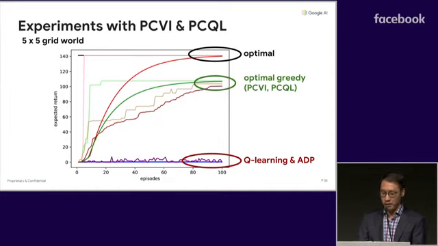This is as expected. Just below that, we see PCVI and PCQL. With linear function approximation, we can't expect them to converge to the optimal value estimates, but we see that they very quickly converge to the constrained value estimates. And even quicker, they converge to the greedy optimal policies. By contrast, as we see at the bottom of the plot, by not accounting for delusion, both Q-learning and value iteration with the same approximator class fail miserably. In fact, their induced policies are so bad that they accrue effectively zero reward.